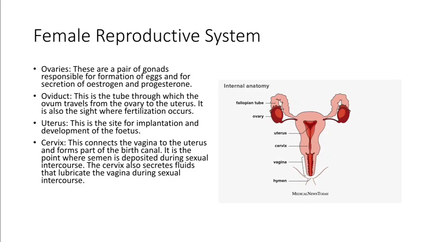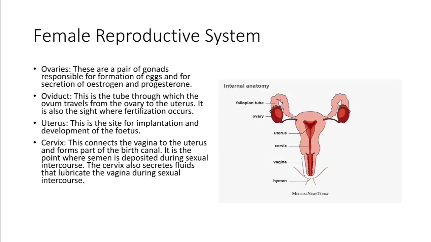Okay. So the other function is that it is the point where semen is deposited. During sexual intercourse, during ejaculation, as the penis is being used, the semen is deposited on the cervix. So it is the point where semen is deposited during sexual intercourse. So the first function is that it connects the vagina to the uterus, the second function, it forms part of the birth canal, then the third function, it is the point where semen is deposited during sexual intercourse.